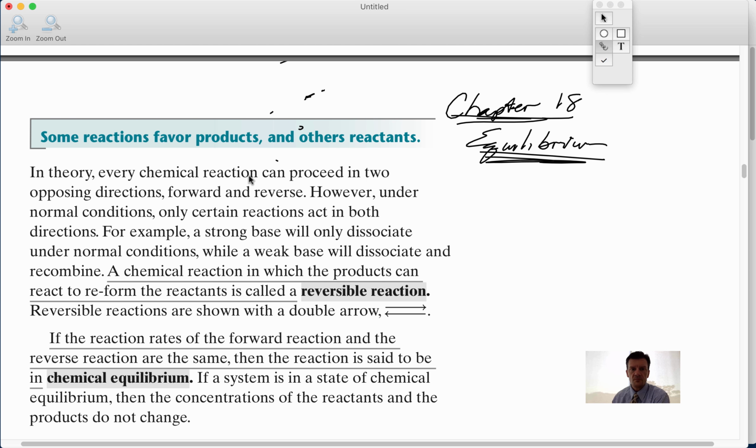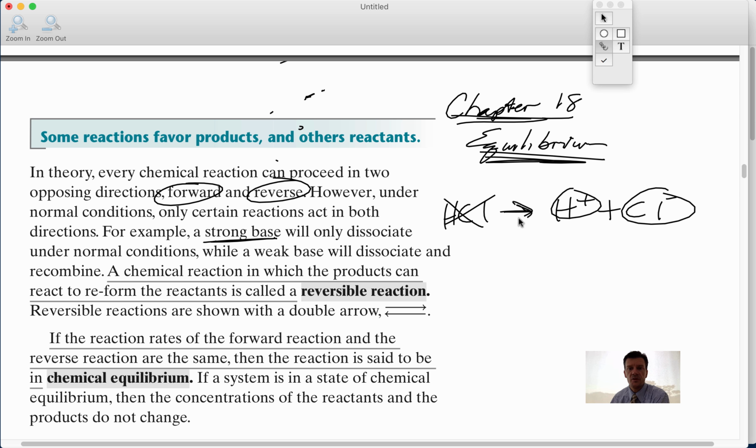We really have been talking mostly about equations that maybe go in one direction, but now we're going to be talking about equations that go forward and reverse. They go in both directions. And we've looked at reactions that have gone only one direction. For example, a strong base or a strong acid, like a strong acid HCl, completely dissociates, meaning there is no HCl left in the solution. It is all going to be ions. So this is only one direction.